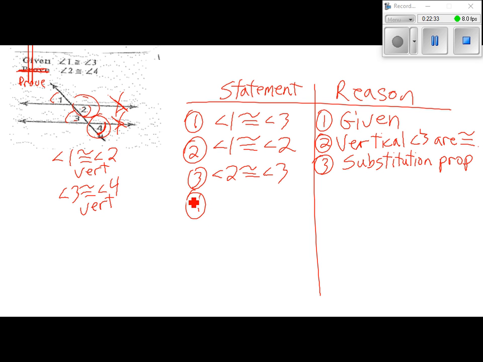Where did we go to next? Are we finished? Not quite. 3 and 4 were congruent. So angle 3 is congruent to angle 4. How do we know that? The vertical. So what do I write? Vertical angles are congruent.